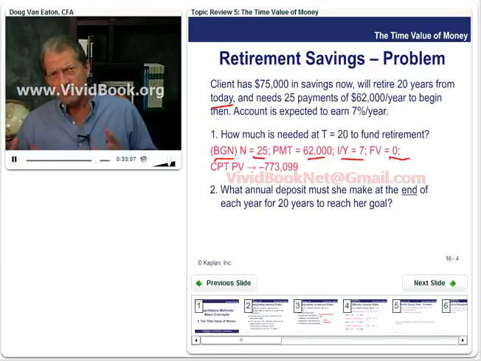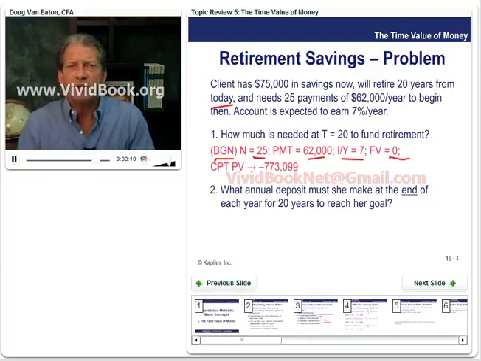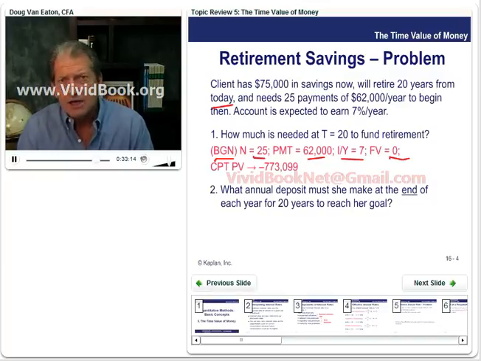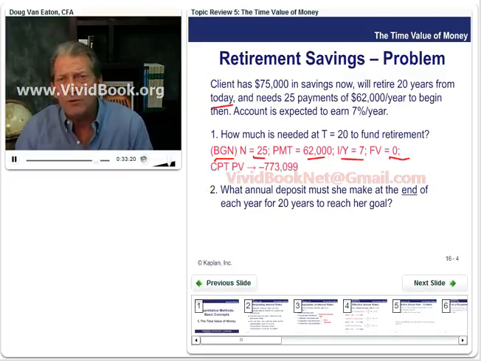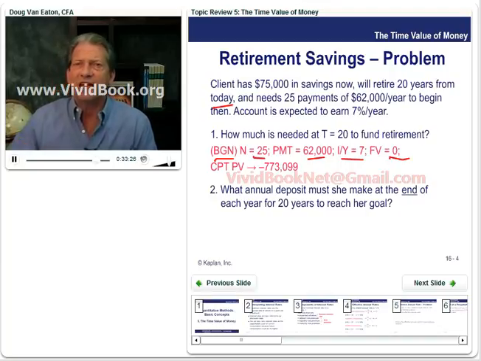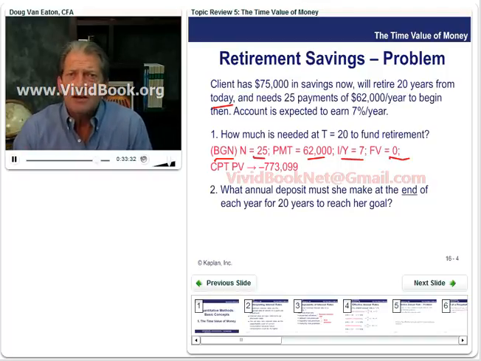So what we've shown here is that we need $773,099 in the account in order to take out $62,000 a year that day and once a year for another 24 years when the interest rate is 7%. In this case, 7% is what that money in the account is earning each year. So let's look at our follow-up question. Now, what annual deposit must she make at the end of each year for 20 years to reach her goal?